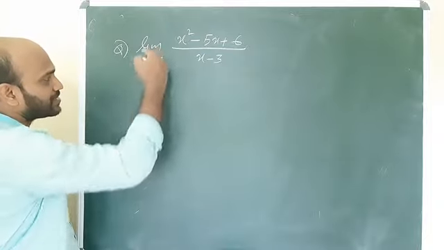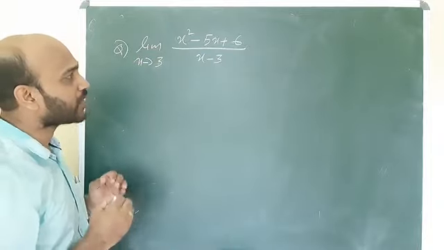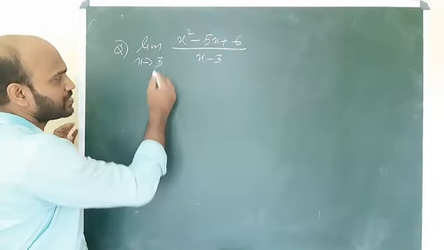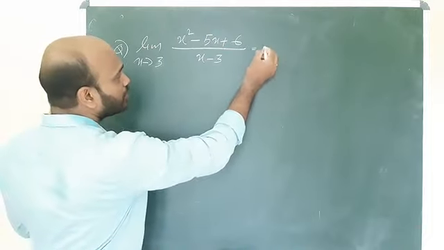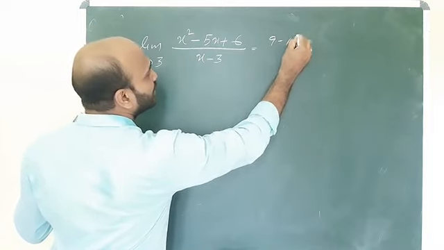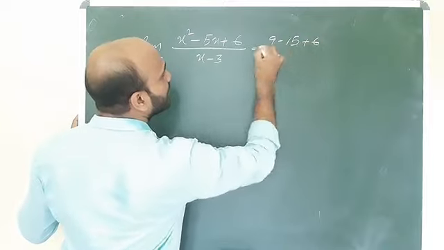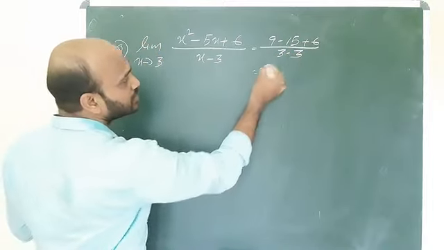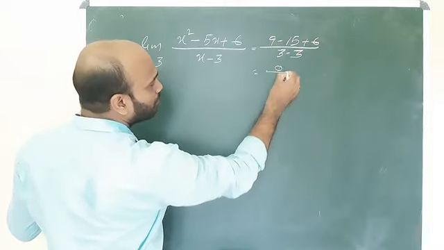Evaluate limit x tends to 3 of (x square minus 5x plus 6) by (x minus 3). When we substitute x equal to 3, what will we get? Numerator will be 3 square, 9, minus 5 into 3, that is 15, plus 6, by 3 minus 3. So it is minus 6 plus 6, 0 by 0.